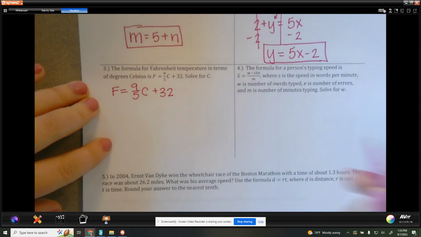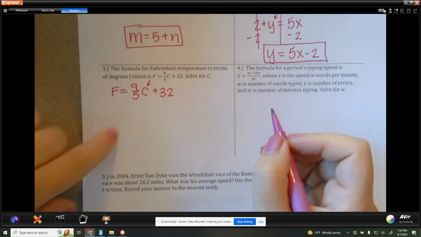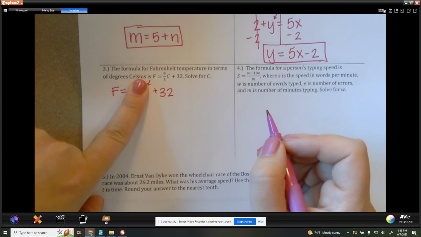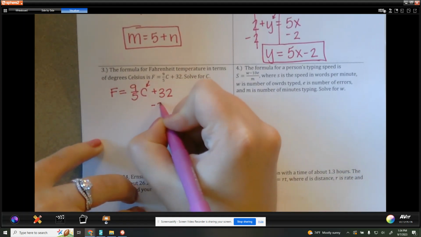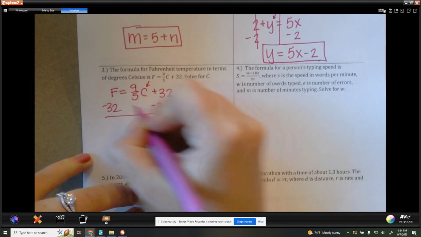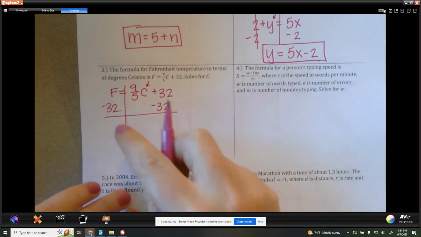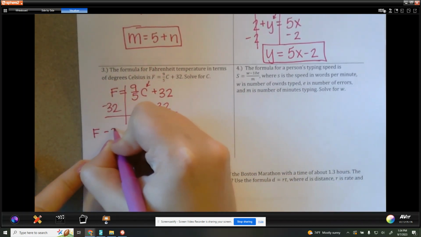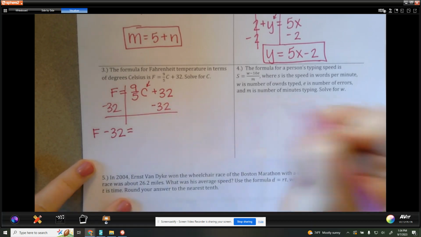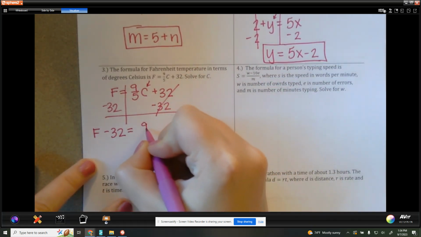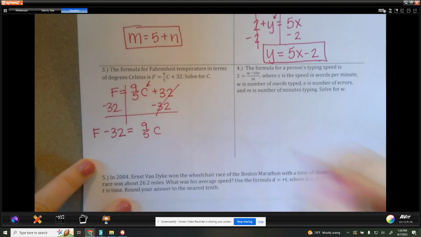Well, we want to get into C. I can't do anything with this right now to get that, so I'm going to leave that alone. How do we undo that plus 32? You guys got it. We subtract 32. Rewriting on this side, I have F minus 32. These are gone, and so then I just have 9/5 C.